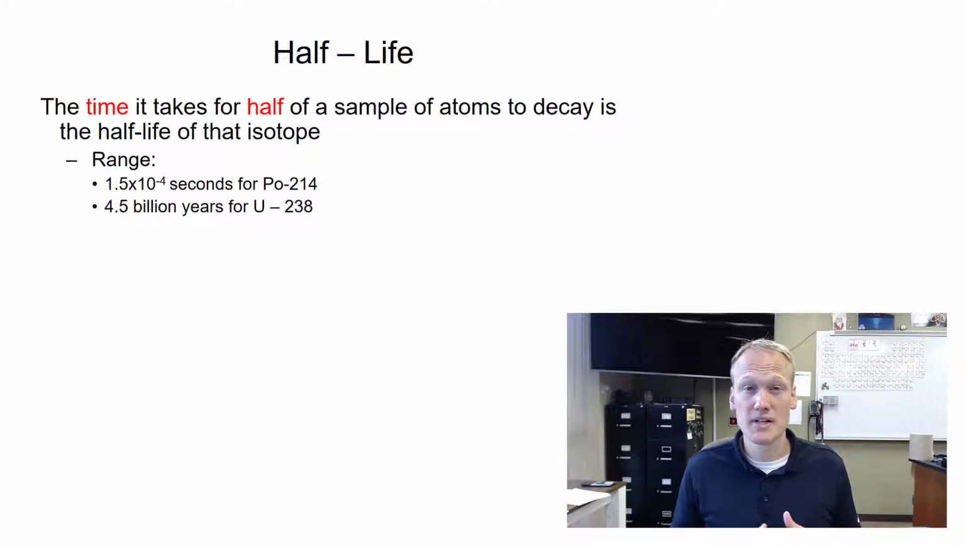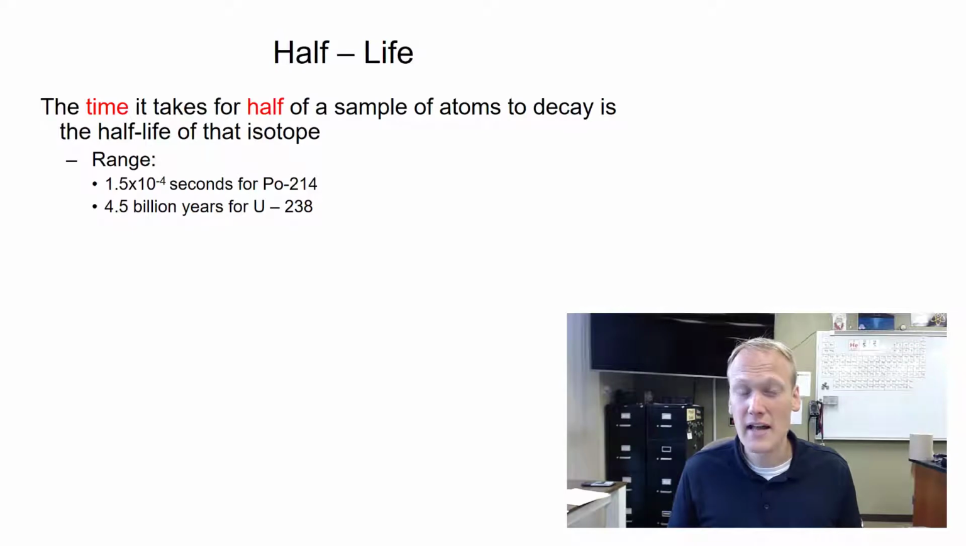Half-life is simply a measurement of time. It tells us how long it takes for a sample of atoms, a sample of radioisotopes, to decay to the point where you only have half of that sample left. So for instance, if I have 100 atoms of polonium-214, it would take 1.5 times 10 to the negative 4 seconds to get down to 50 atoms because the amount was cut in half.